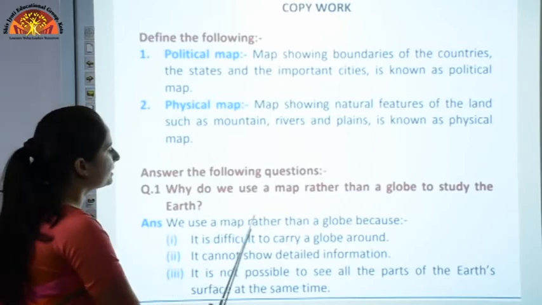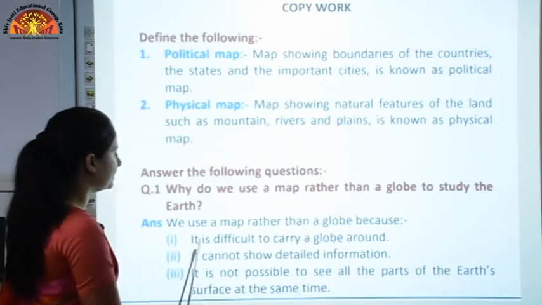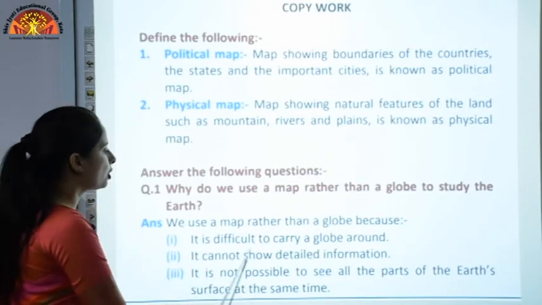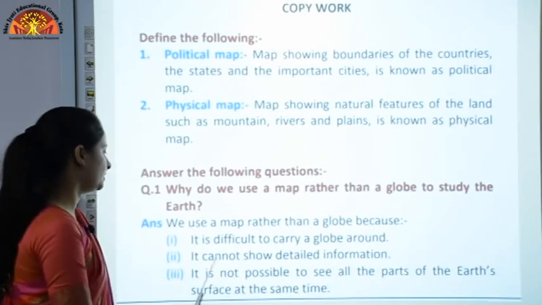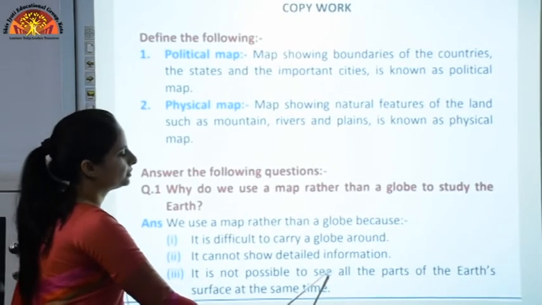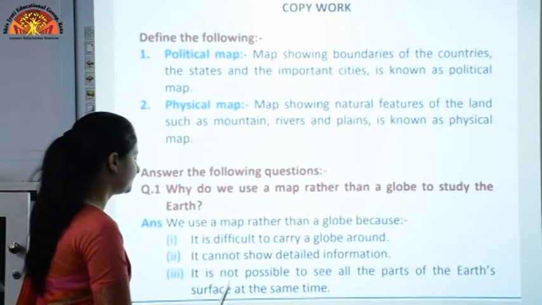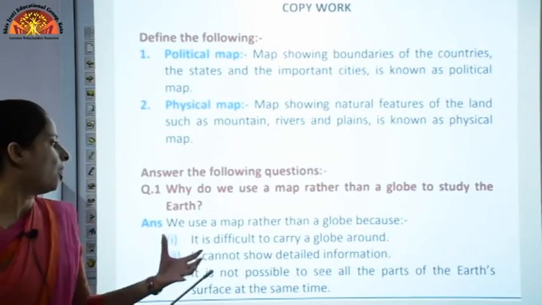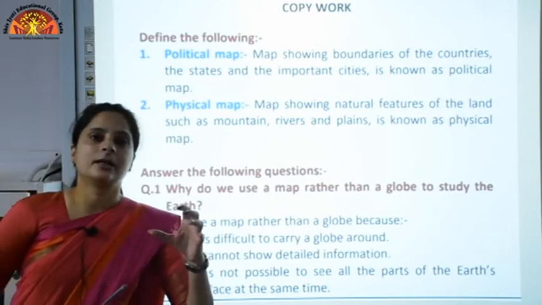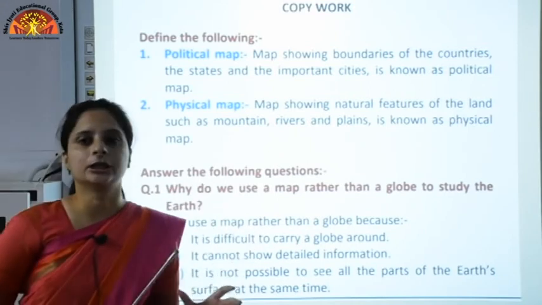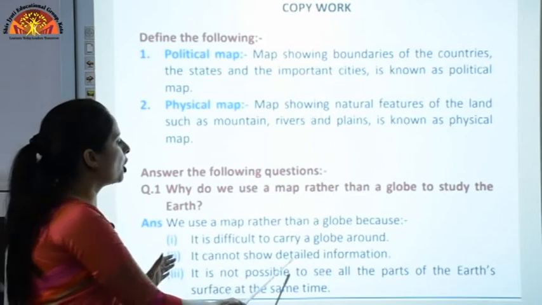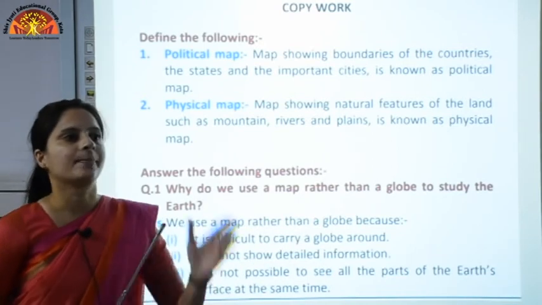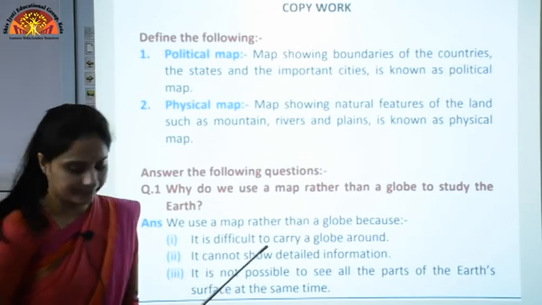We use a map rather than a globe because it is difficult to carry a globe around. It cannot show detailed information. It is not possible to see all the parts of the earth's surface at the same time. You cannot carry a globe all around, and as it is a representation of the earth on a smaller scale, it will not show detailed information, and at one time you can only see one part of the earth's surface.